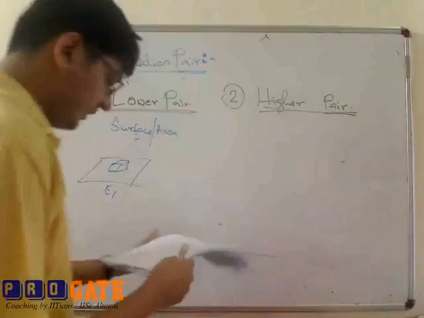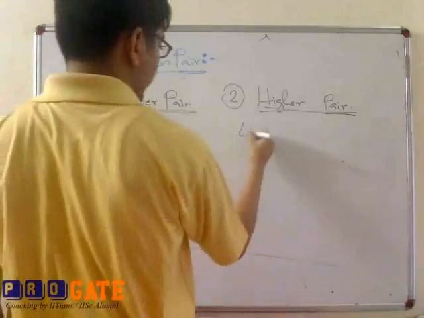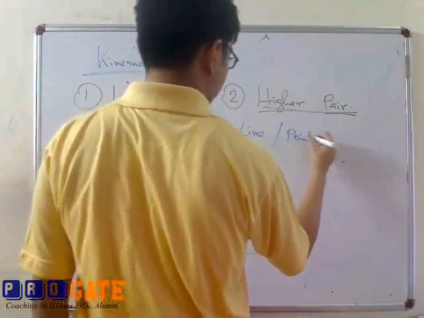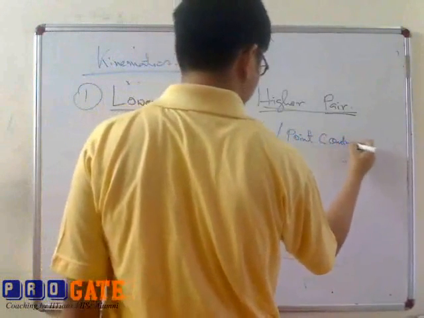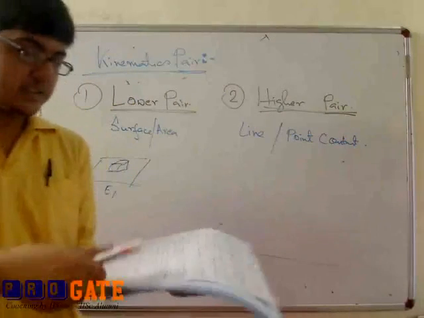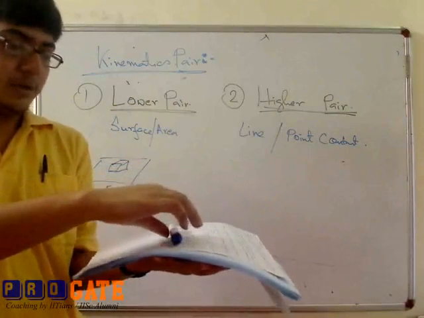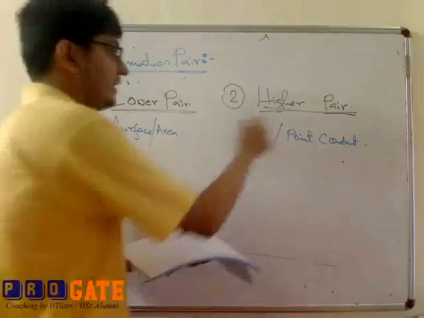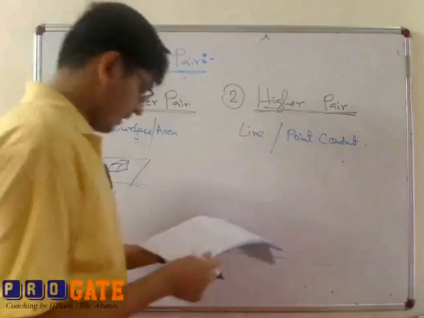Now higher pair deals with when there is a line or point contact. So this is the cylinder, this is the surface. In this case, the contact between this cylinder and the surface is a line. So this is a higher pair.